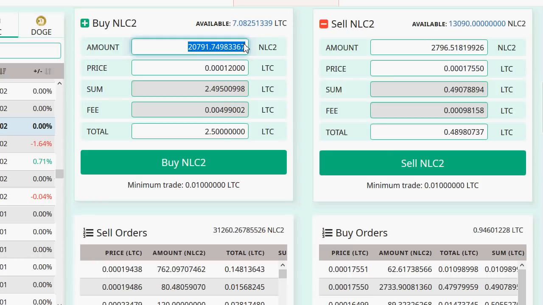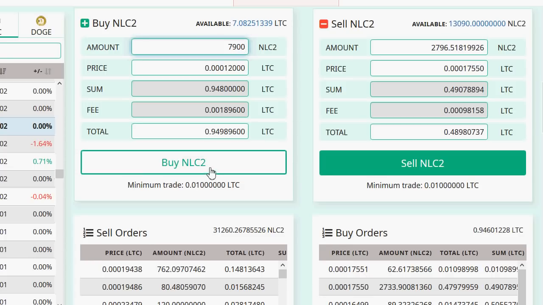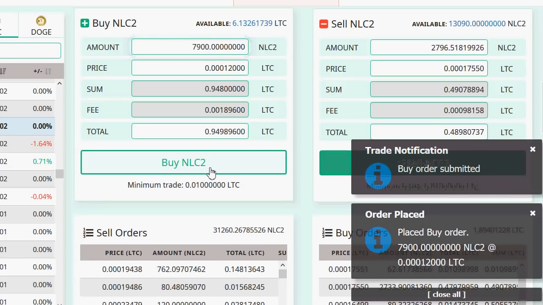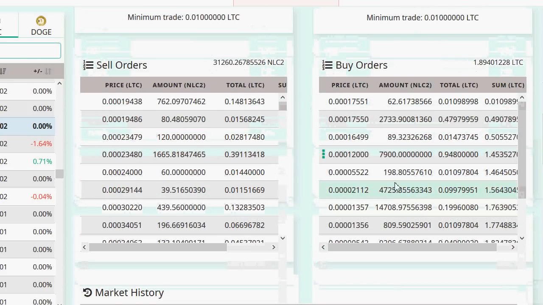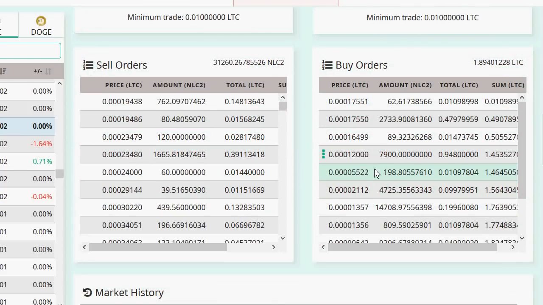7,900. So that's going to cost me about 0.94. I got 7, so that's an easy purchase. And then I'm going to probably want to take advantage of this number here again as well. And maybe play. And really, 198, I don't care about the 198 too much. It's just a small amount.